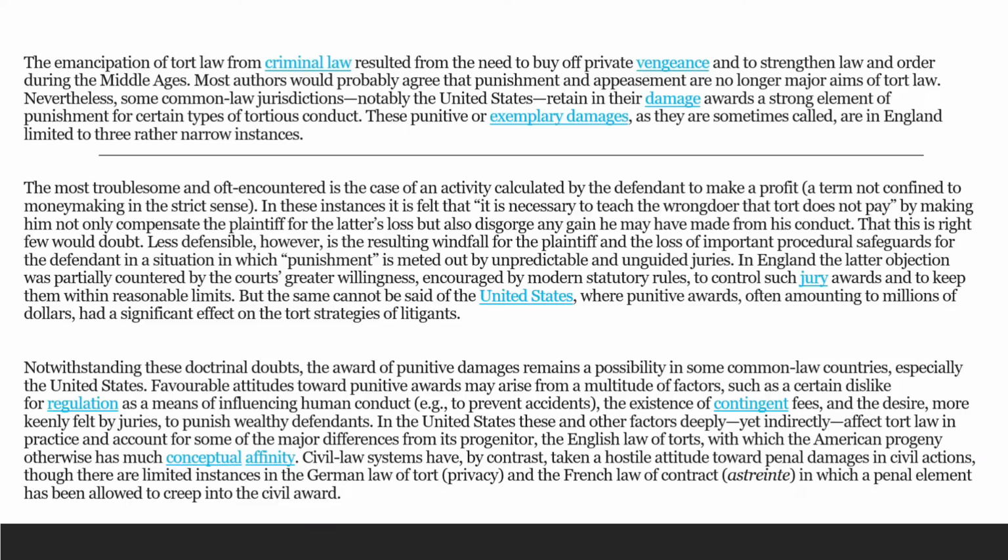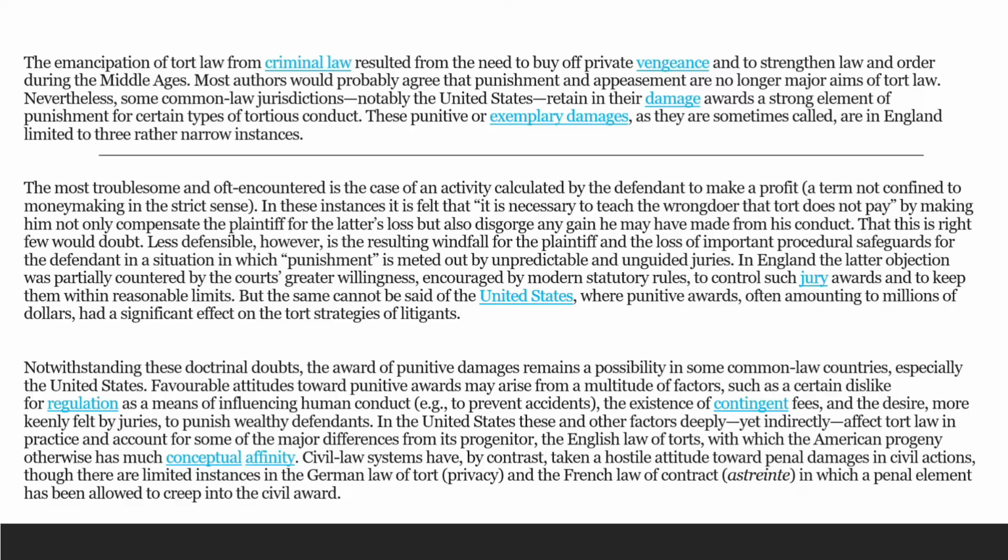The emancipation of tort law from criminal law resulted from the need to buy off private vengeance and to strengthen law and order during the Middle Ages. Most authors would probably agree that punishment and appeasement are no longer major aims of tort law. Nevertheless, some common law jurisdictions, notably the United States, retain in their damage awards a strong element of punishment of certain types of tortious conduct.